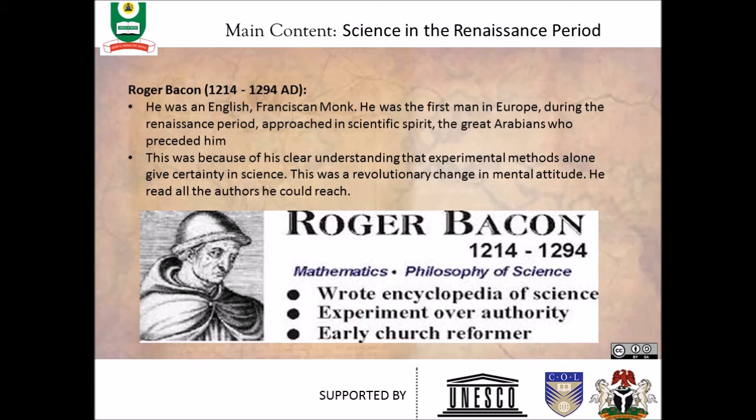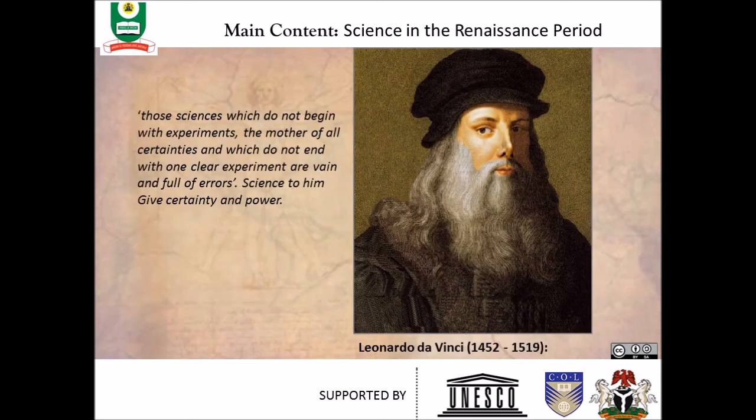He was the first man in Europe during the Renaissance period who approached in scientific spirit the great Arabians who preceded him. This was because of his clear understanding that experimental methods alone give certainty in science. This was a revolutionary change in mental attitude. He read all the authors he could reach. This included those of the Arabic and Greek authors.